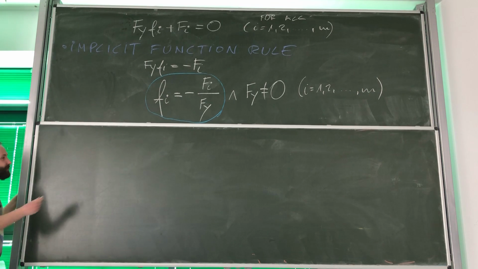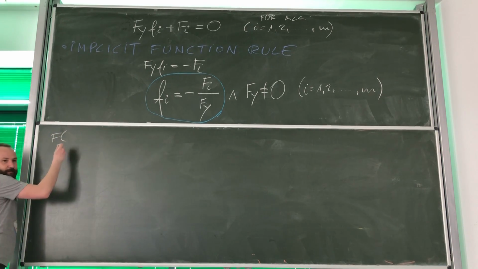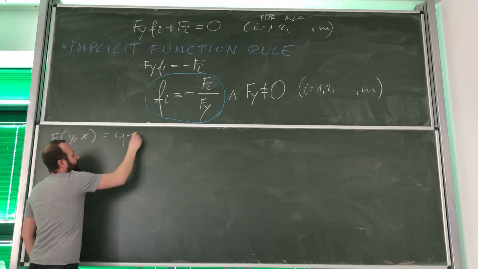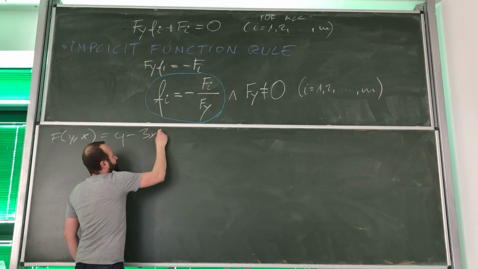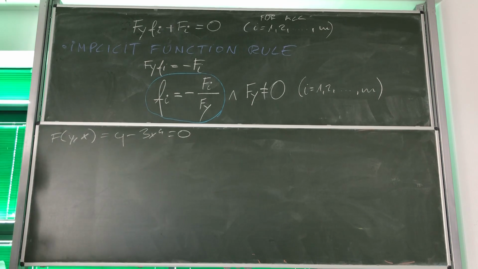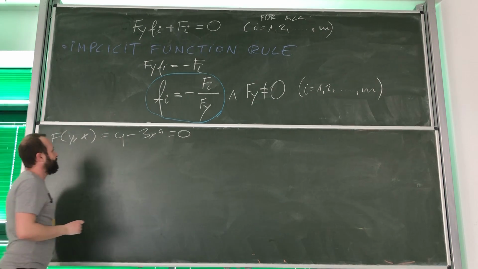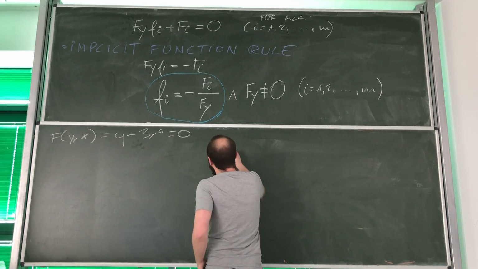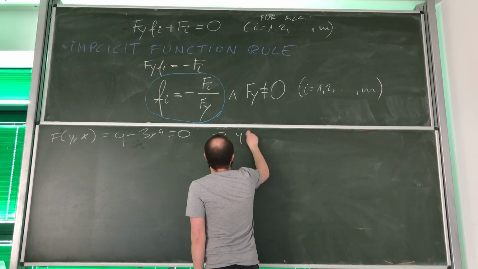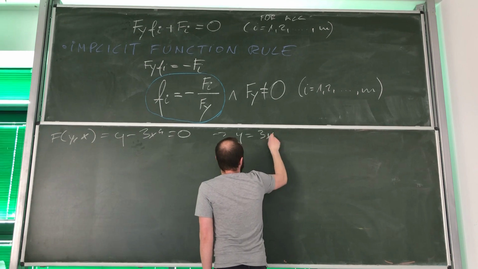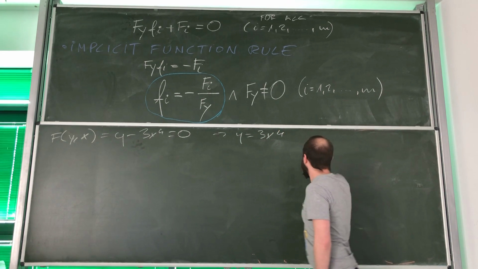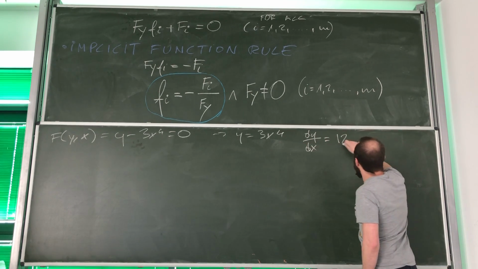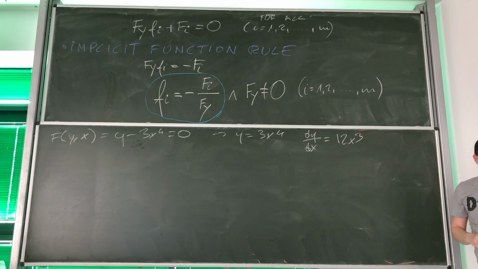Okay, so let's start with the first example. Let's just say that our function F(y,x) is equal to y minus 3x to the power 4 equals 0. Look, we know this. This is very easy, right? Out of this, we can easily get that y is 3x to the power of 4, right? And dy/dx is simply equal to 12x to the power of 3, right?